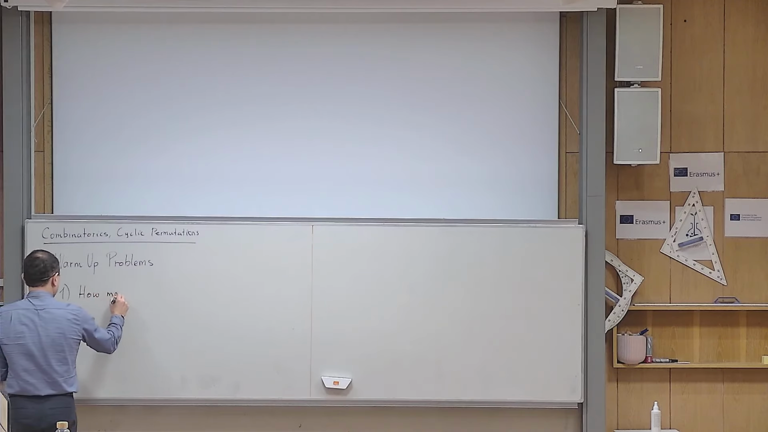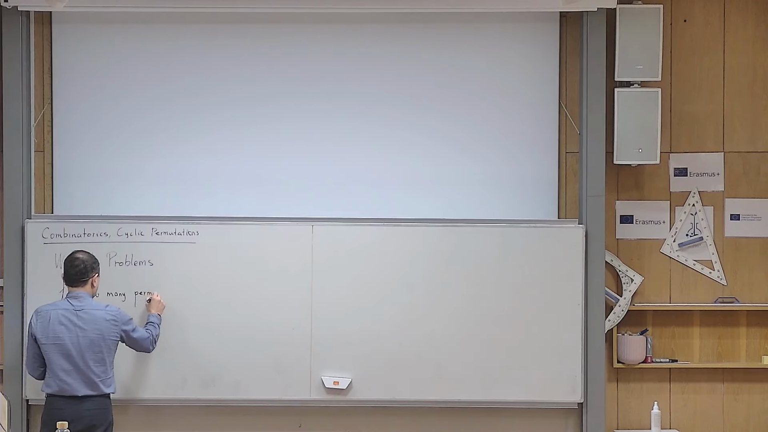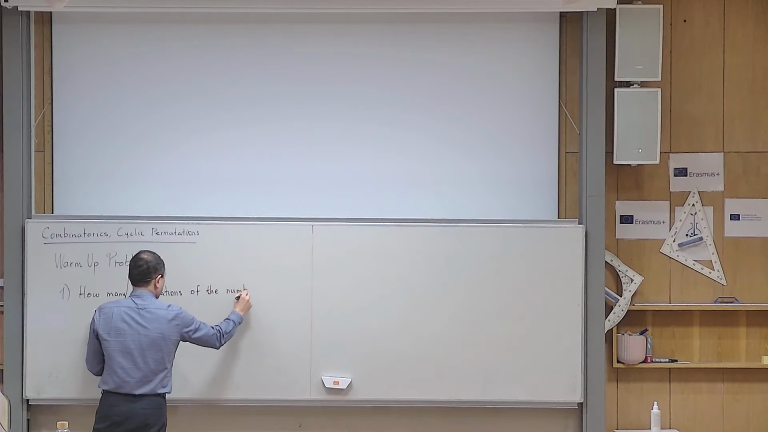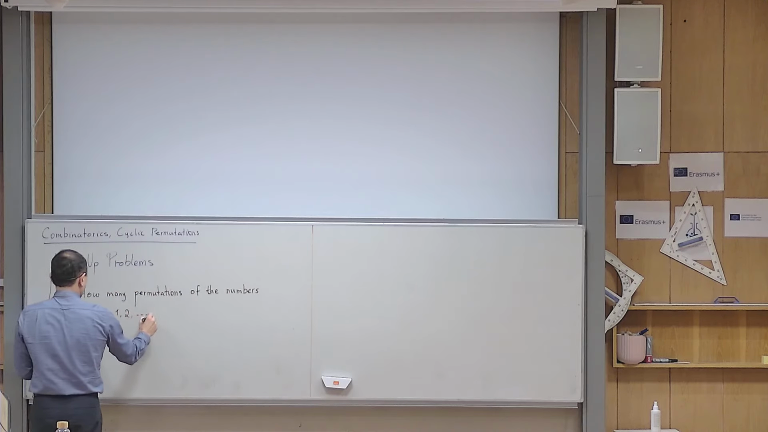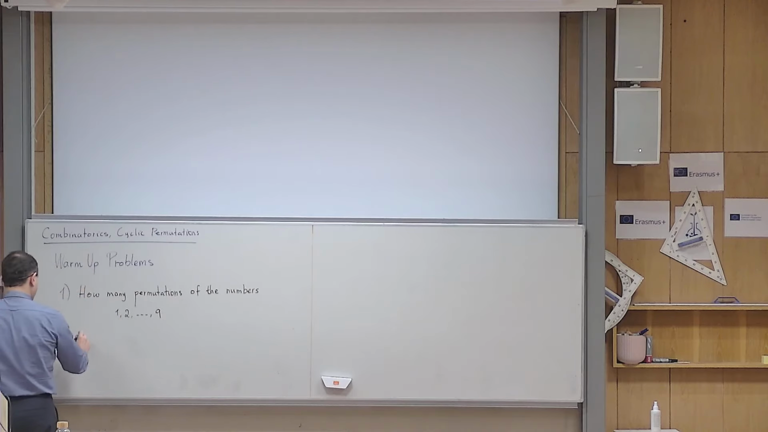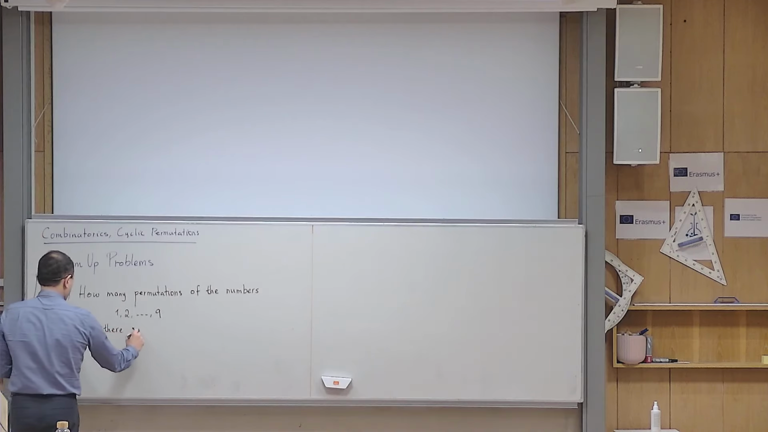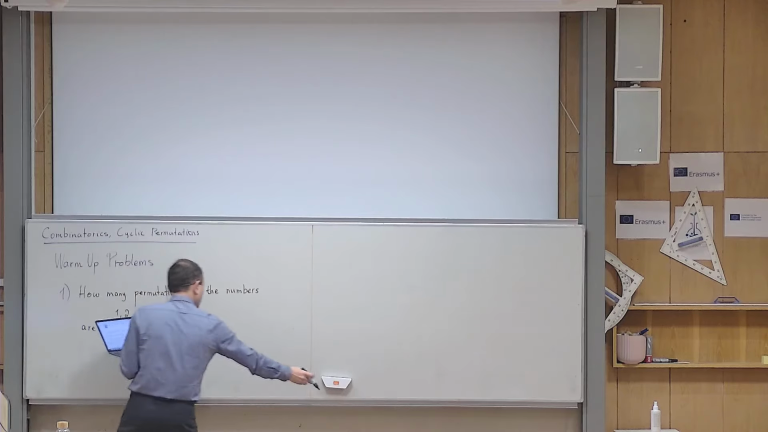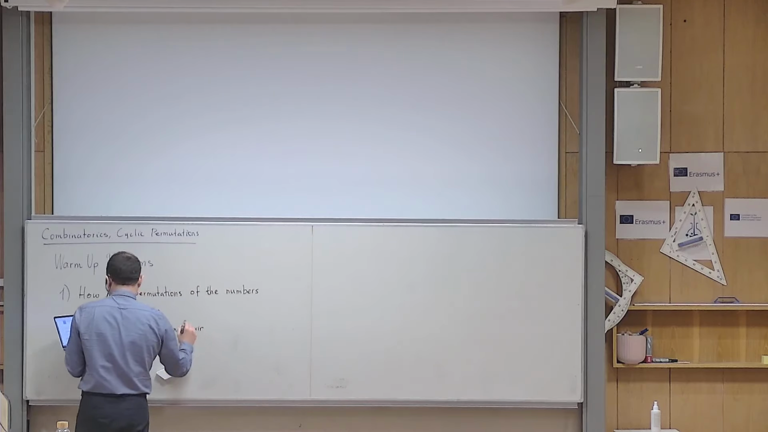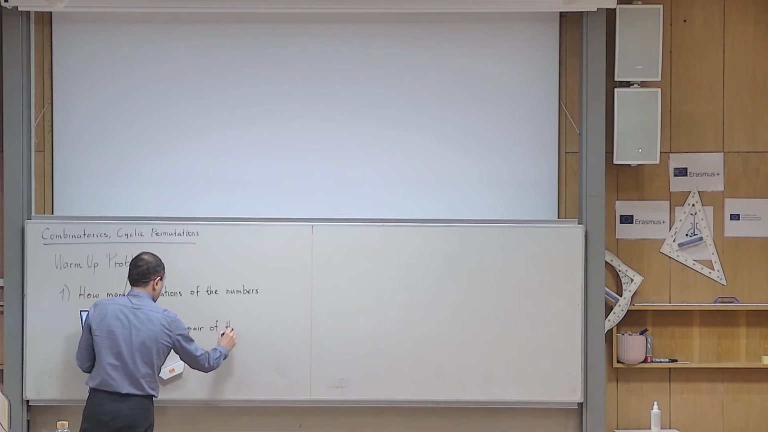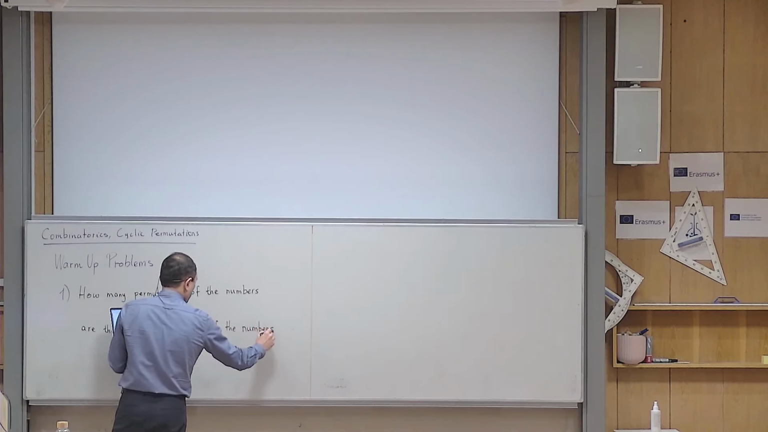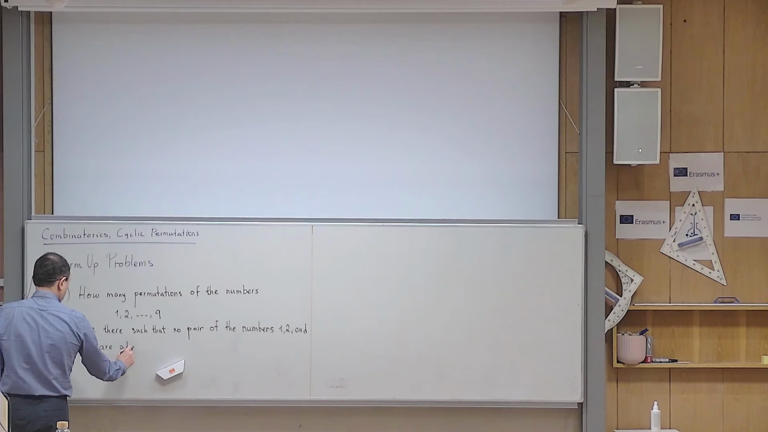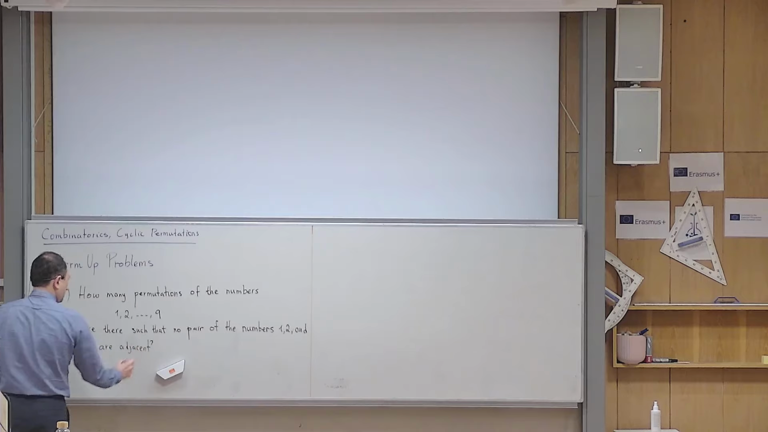So how many permutations of the numbers 1, 2, up to 9 are there such that no pair of the numbers 1, 2, and 3 are adjacent? So that is one problem.